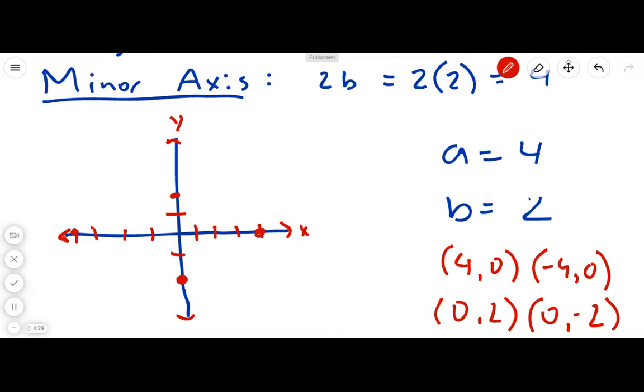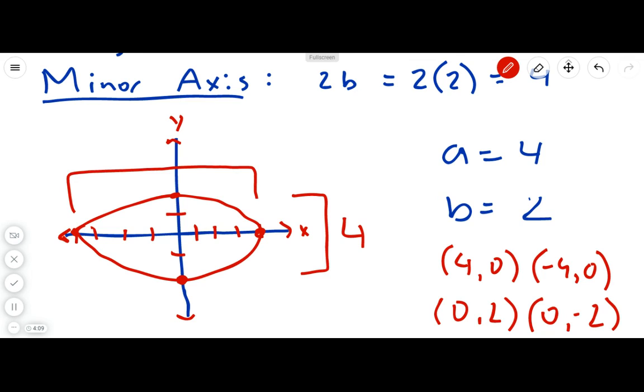Boom. And now we try to connect it, and we get an ellipse. My drawing maybe is not perfect, but what do we know from doing our major and minor axis? We know our minor axis is 4, and we know our major axis is 8.